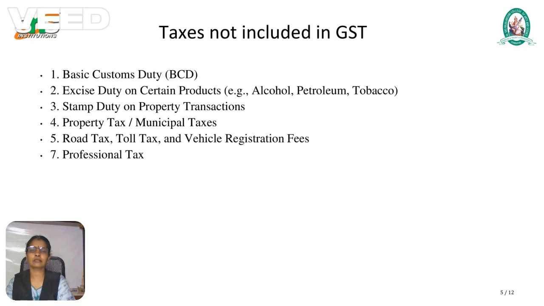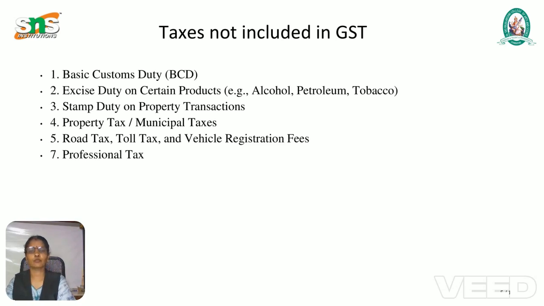Next, taxes not included in GST. In some cases, GST is not applicable. What are the types of taxes? Basic customs duty, excise duty on certain products, for example alcohol, petroleum products, and tobacco. Third, stamp duty on property transactions and municipal taxes, road tax, toll collecting taxes, vehicle registration fee, and professional tax.